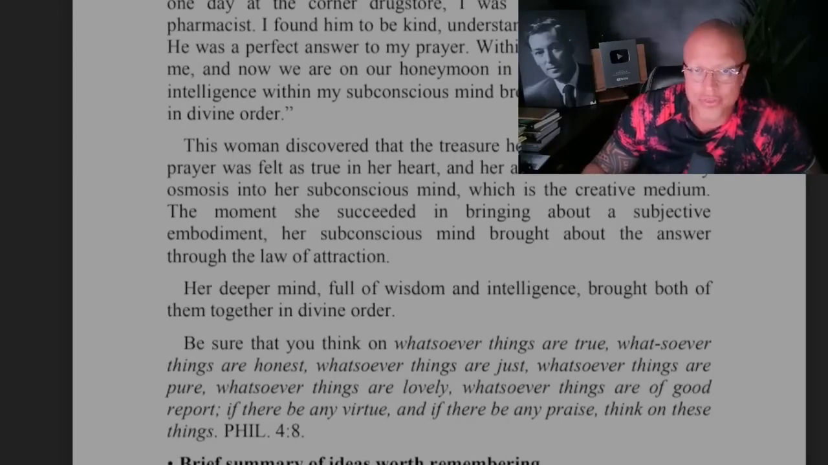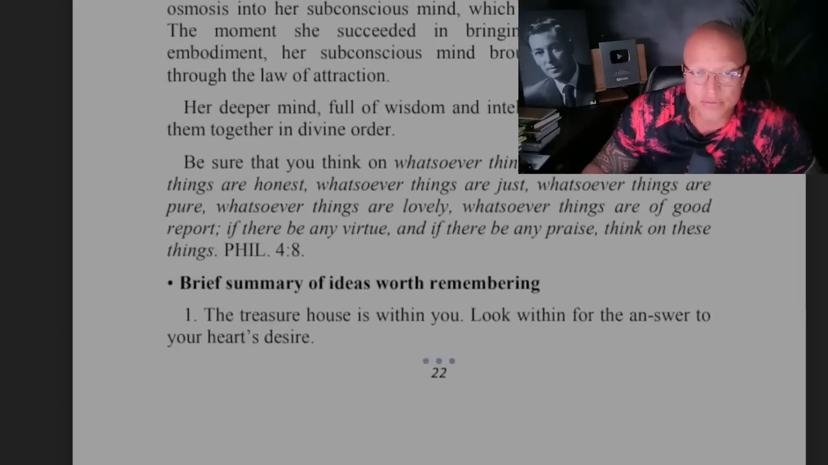Be sure that you think on whatsoever things are true, whatsoever things are honest, whatsoever things are just, whatsoever things are pure, whatsoever things are lovely, whatsoever things are of good report. If there be any virtue and if there be any praise, think on these things. Philippians chapter 4, verse 8.